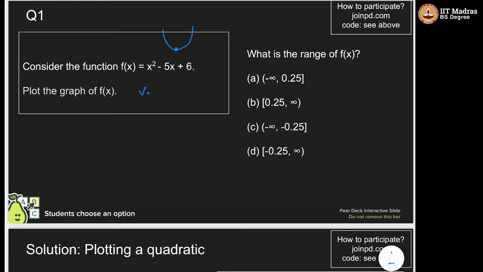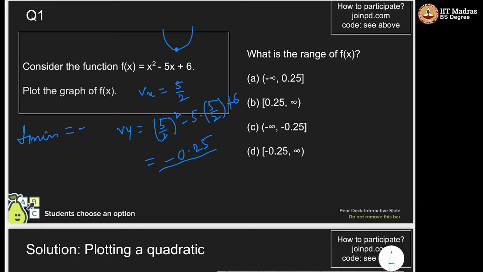So what is the x coordinate of the vertex? The x coordinate of the vertex is 5 by 2, right? So what will be this value? I mean the y coordinate of the vertex will be then (5/2) squared minus 5 into 5 by 2 plus 6. So we can calculate it, then we will get minus 0.25. Okay, so this is the minimum value of the function f.